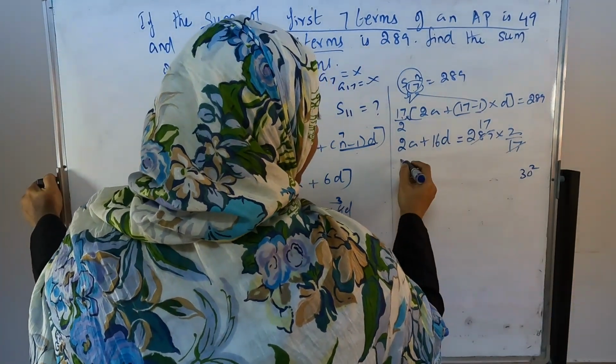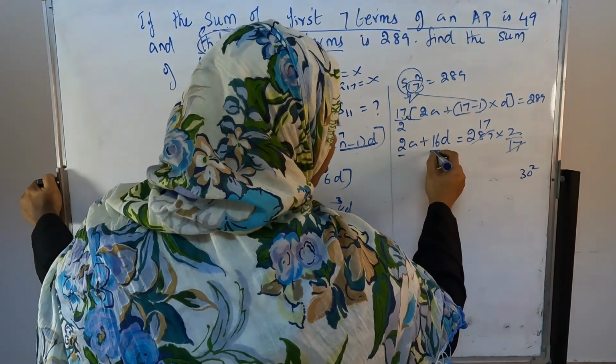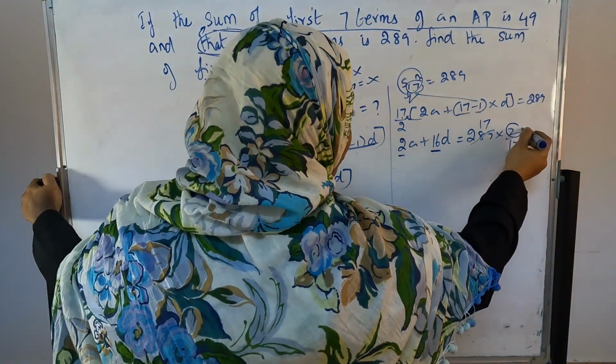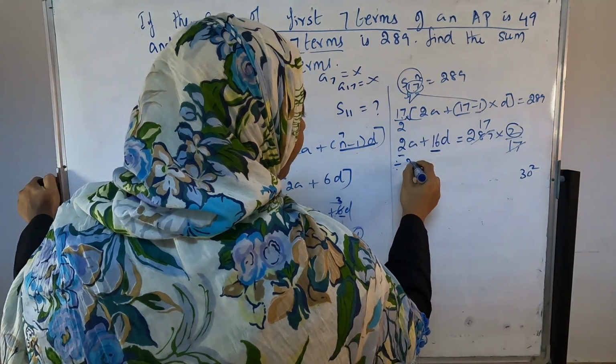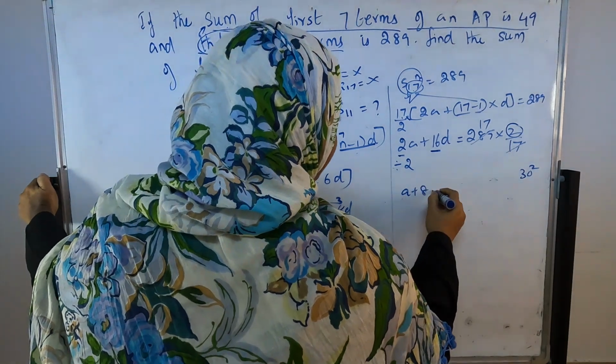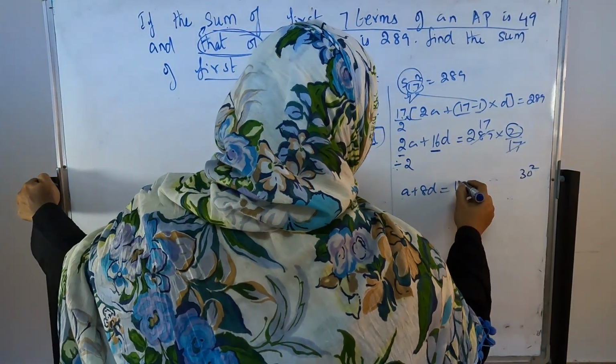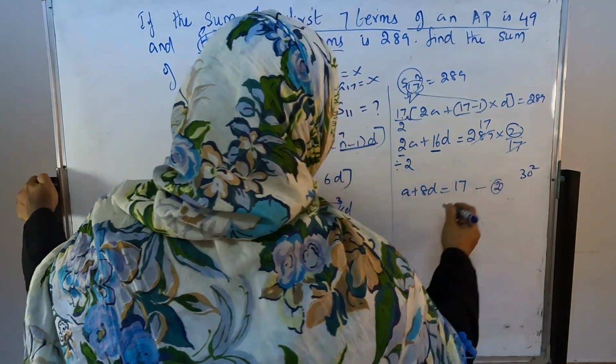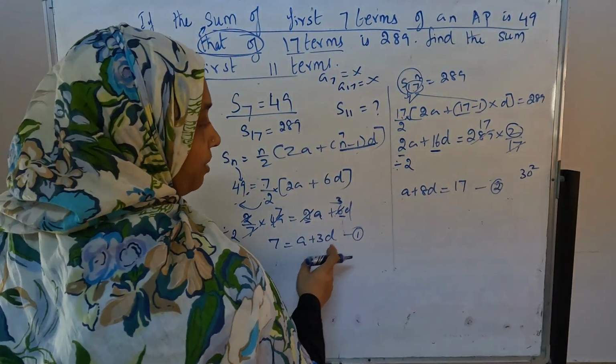Now here also, 2, 16 also, the 2 table will come, and here also 2 is there. So what will we do? Entirely divide by 2. So a plus 8d equals 17. This is our second equation. Now as usual, we will use the elimination method.